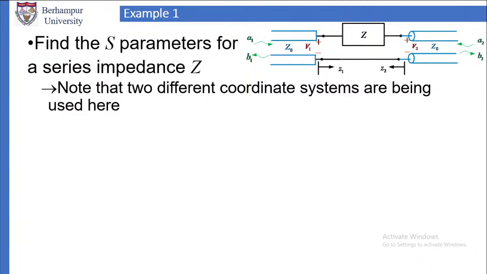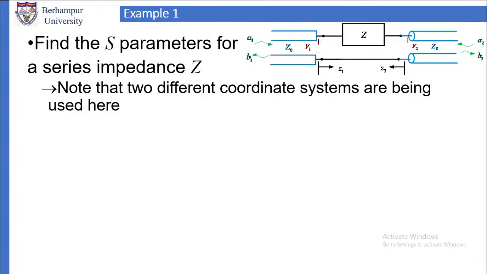Now if you look at the figure, we have the impedance Z. Now impedance Z has two ports, one is towards the right, one is towards the left. These two ports are connected to two transmission lines. So we have a transmission line on the left side, we have a transmission line on the right side. So what we will do is, for each transmission line we will consider a separate coordinate system. So for the right one we have a coordinate system, for the left one we have a coordinate system. So we have two different coordinate systems.